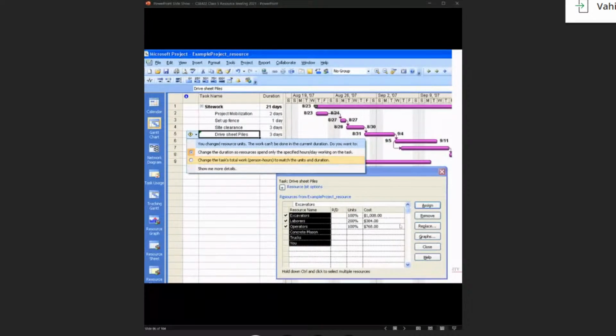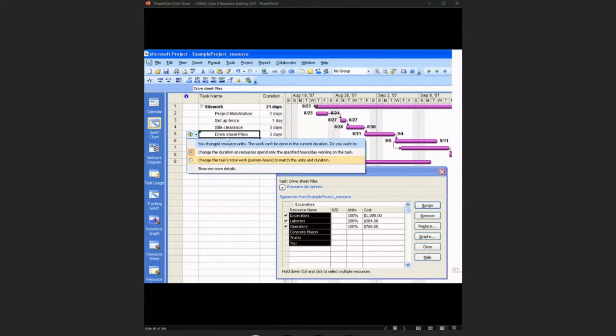And if we click here, if we already assigned those excavator, laborer, operator, and those resources into this, you can see that it can already calculate the cost for you, because it can already have 3 days based on the units, based on the day. You can now know what the costs are for this task.